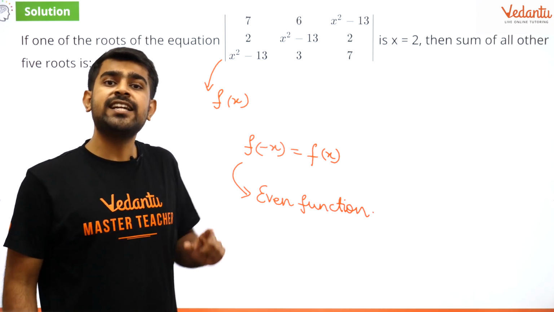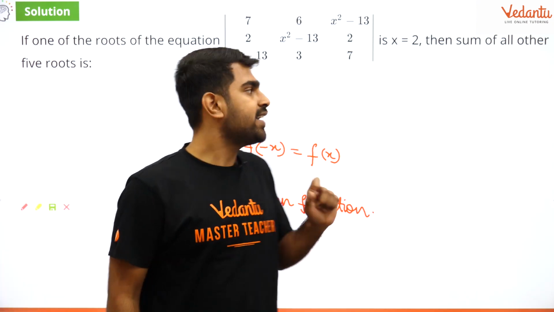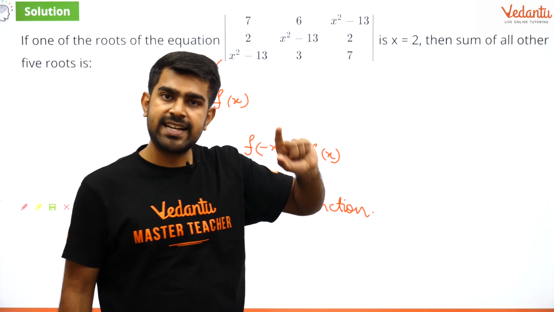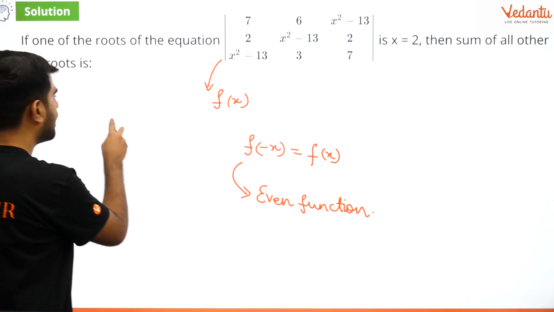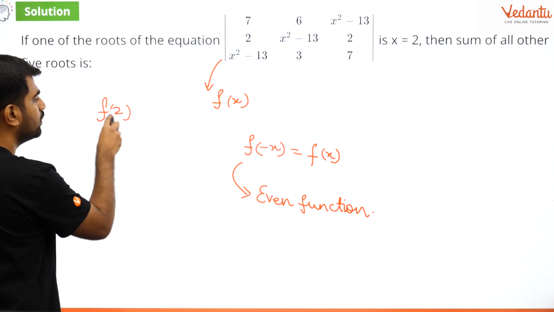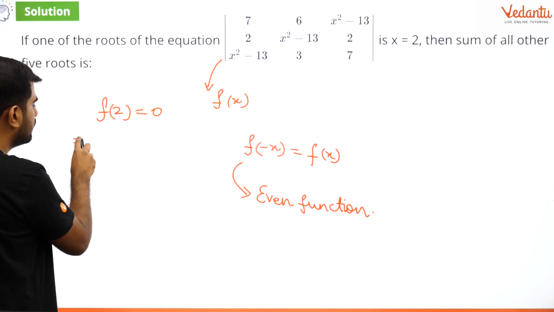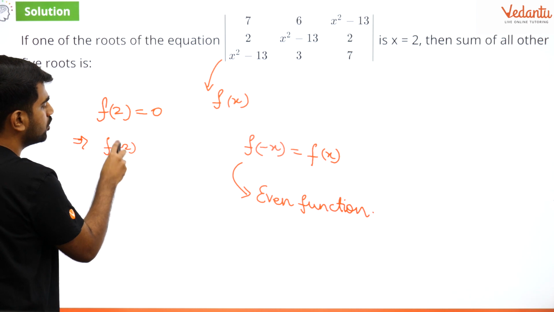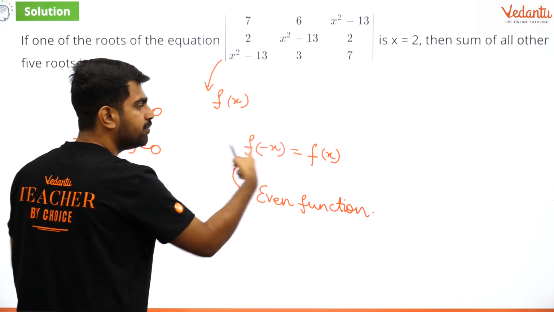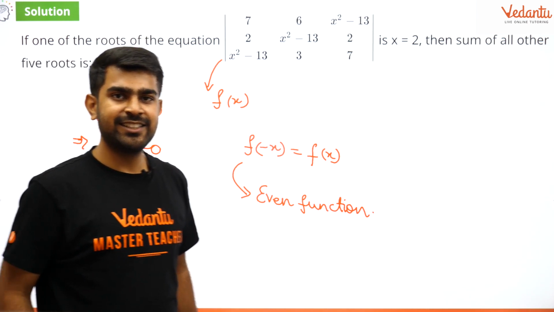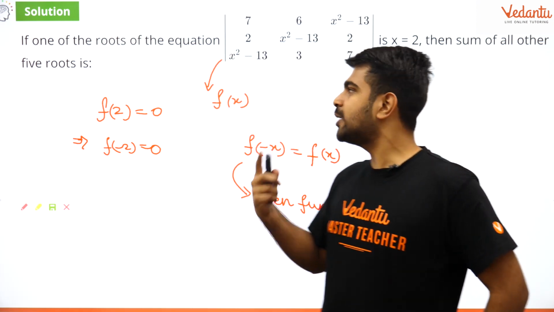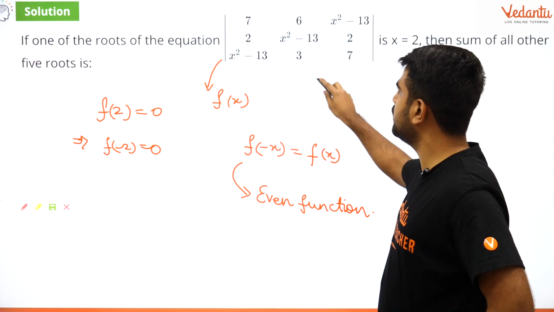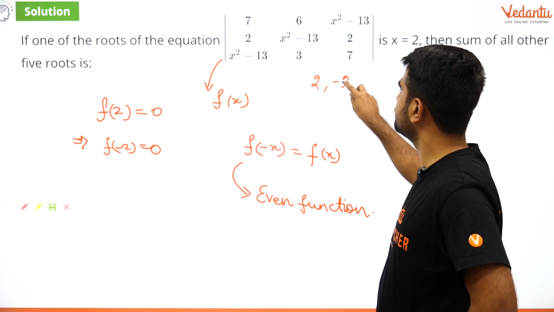Okay. So if it is an even function, we know that if 2 is one of the roots, then minus 2 will also be a root. Because if f of 2 is 0, then f of minus 2 is also 0, because f of minus x is equal to f of x, right? So if f of 2 is 0, then f of minus 2 should also be 0. So we know that 2 and minus 2 are the roots.